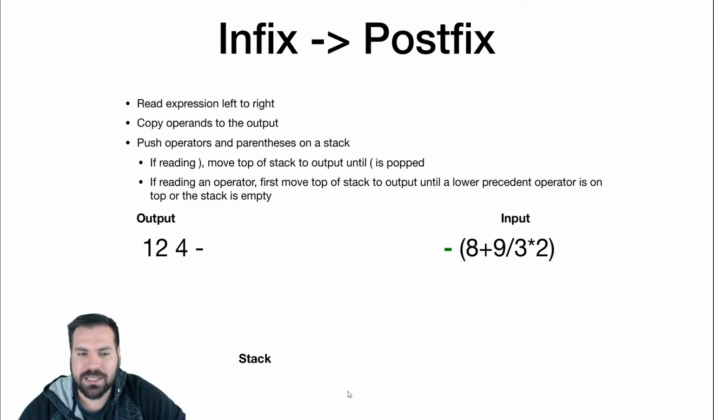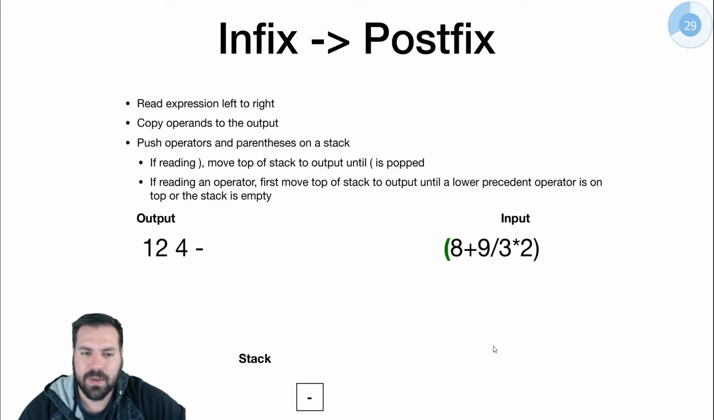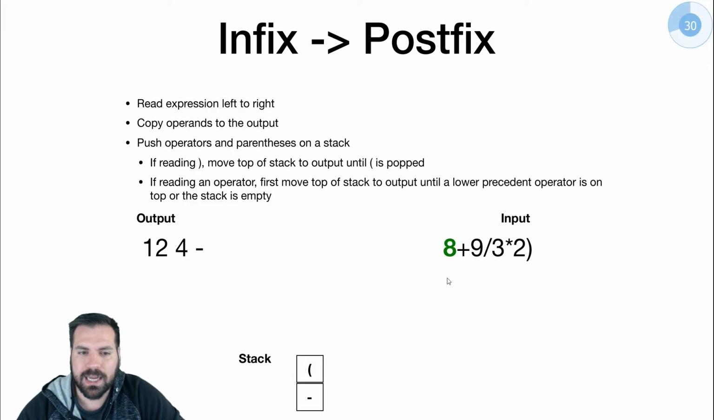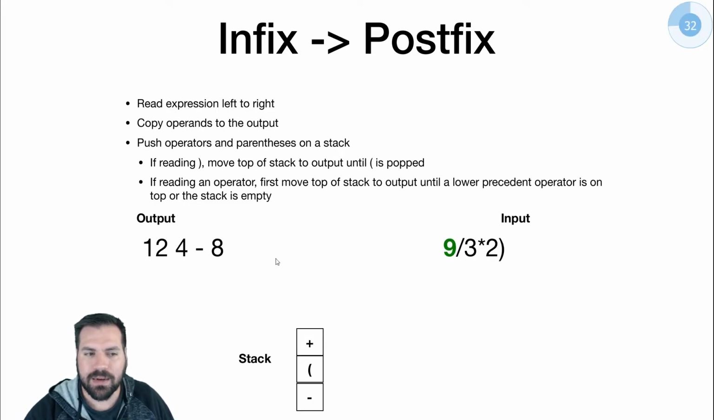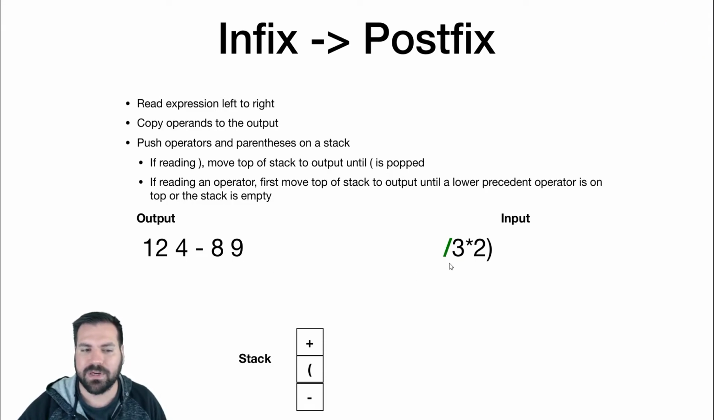Subtraction, it's an empty stack, so we just push it to the stack. Open paren, we always just push to the stack. Operand, we always just copy to the output. Addition, open paren on top of the stack is effectively an empty stack, so we push. 9, operand, we always just copy to the output. And now we have our first decision.